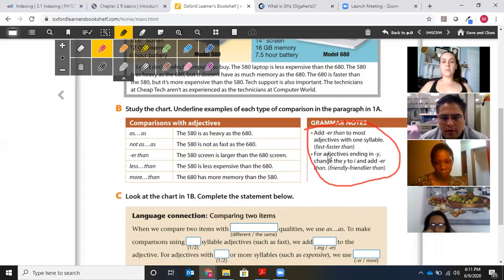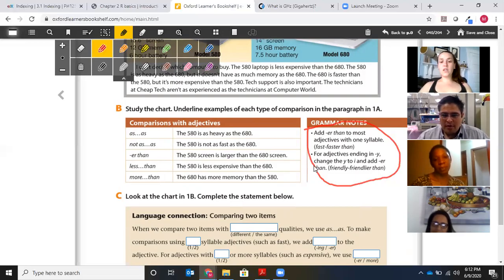So can you guys think of an example of a word that doesn't have an ER at the end of it when we compare? What about beautiful? Will we say beautifuler? No, right? So we'd say it's more beautiful than, it's less beautiful than, right? Or as we say, the faster, slower, faster.